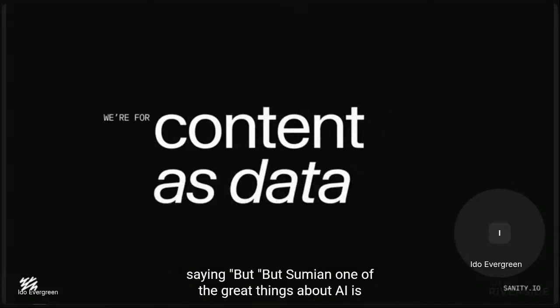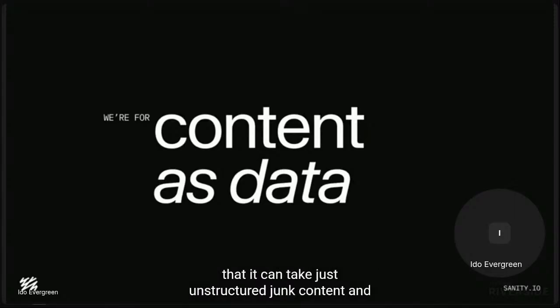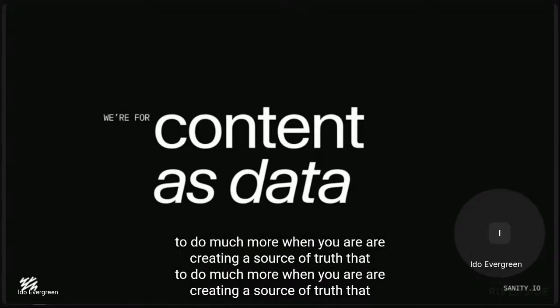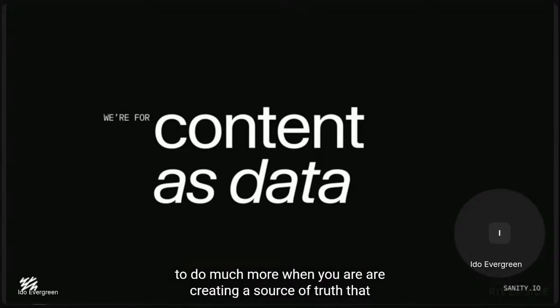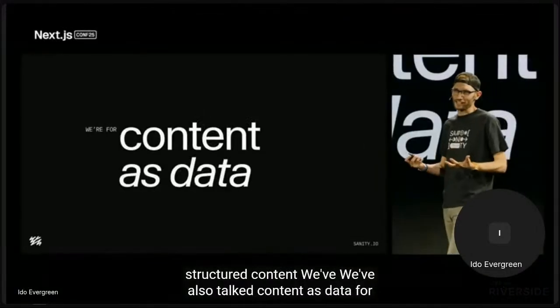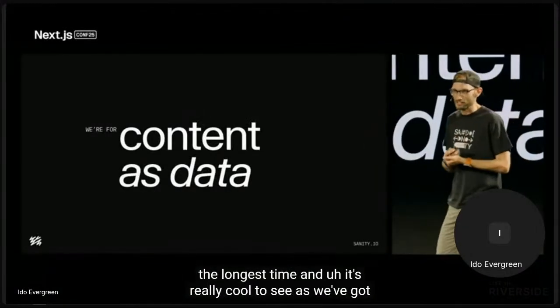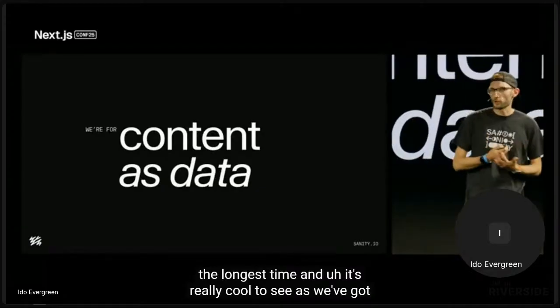We've also talked about content as data for the longest time, and it's really cool to see, as we've got all these new tools, that the language has evolved over the journey. We could probably change some of this language and it still means the same thing. I think these days we'd say content is context. So what your company knows and what you store in your data set, that's all context that can help the AI generation process. So that's how we sort of set ourselves a little bit apart.